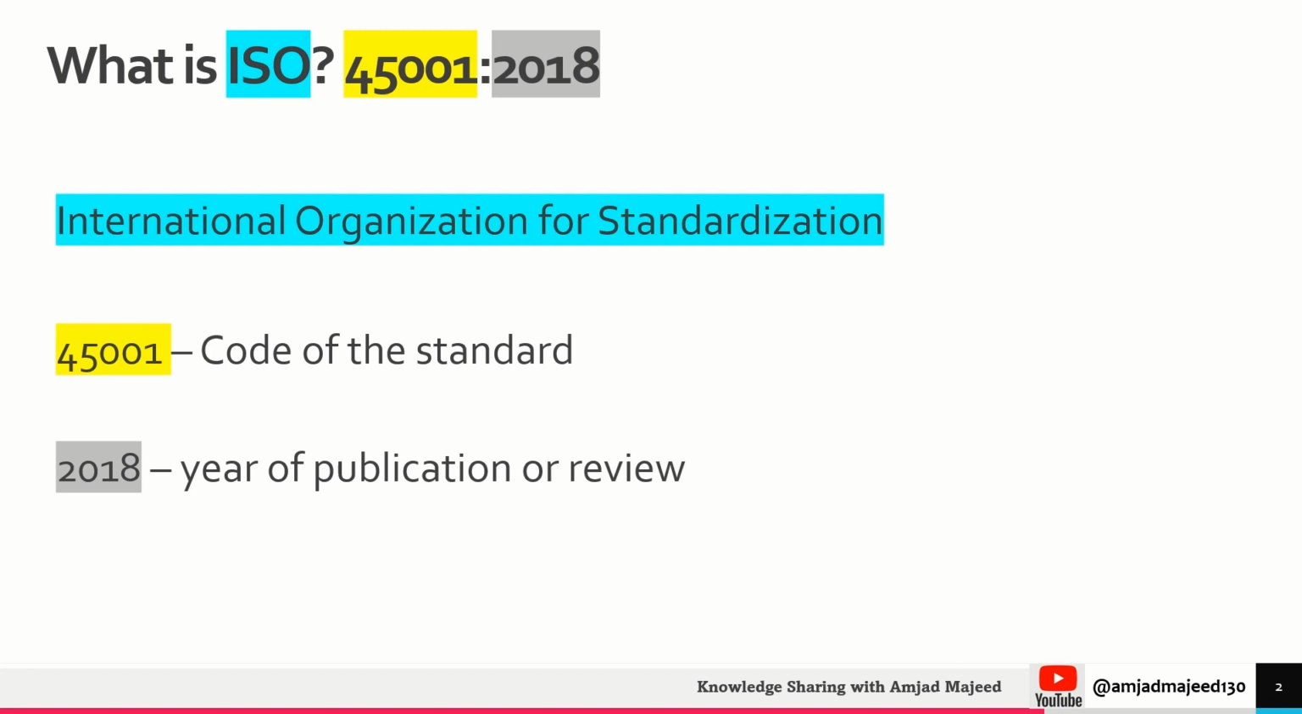And if it is revised, like the ISO 9001:2015 version, then 2015 in that standard refers to the year of review. So the first part is the code of the standard, and the second is the year of publication, review, update, or the latest version.